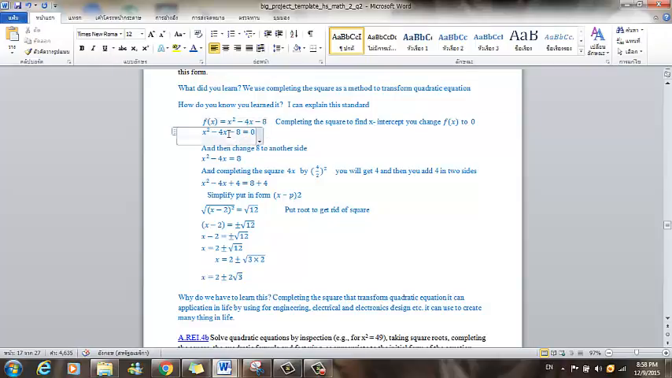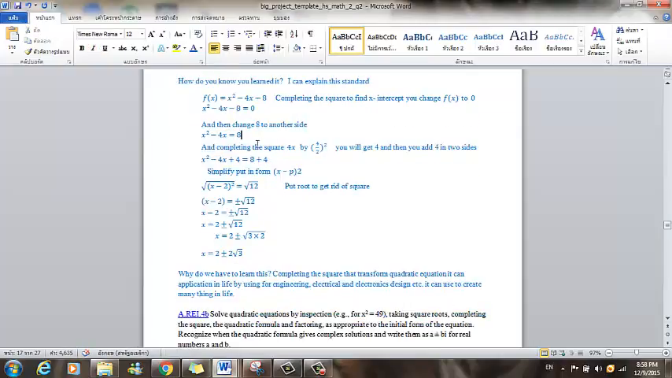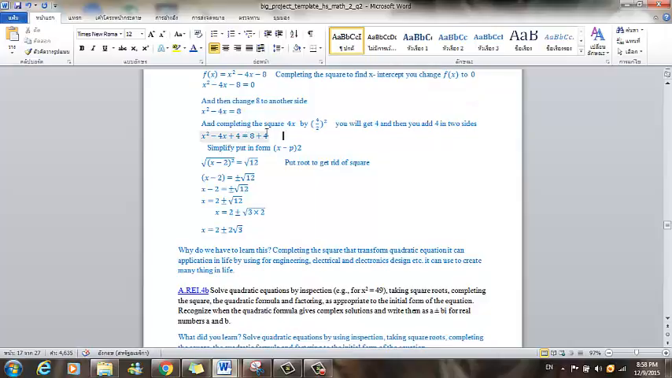We change the side of minus 8, it's going to be 8. Then you complete the square for x. Like I said, it's going to be 4 divided by 2, squared. So we get 4 in the answer, and then we add 4 to both sides, and then we simplify.